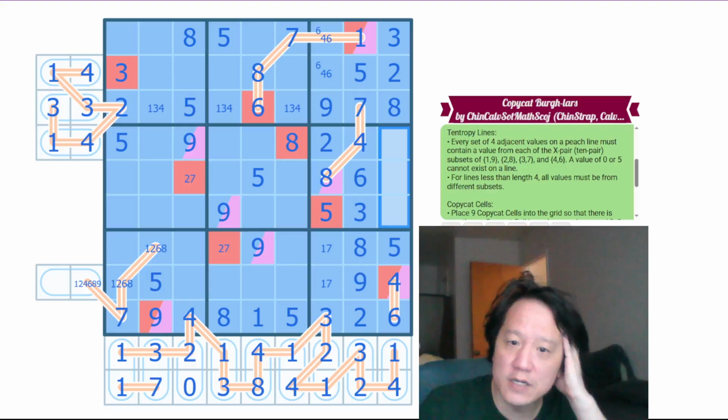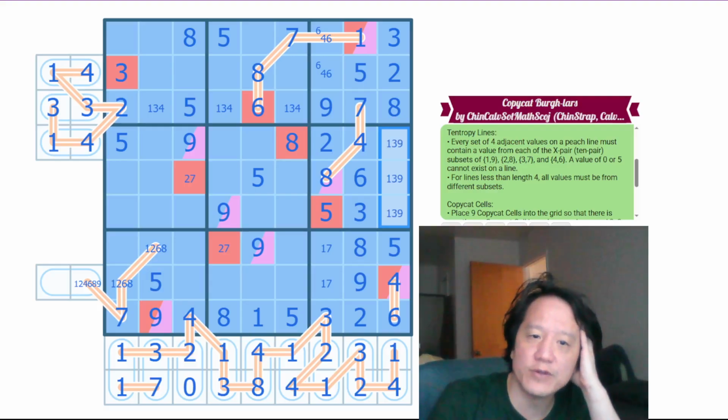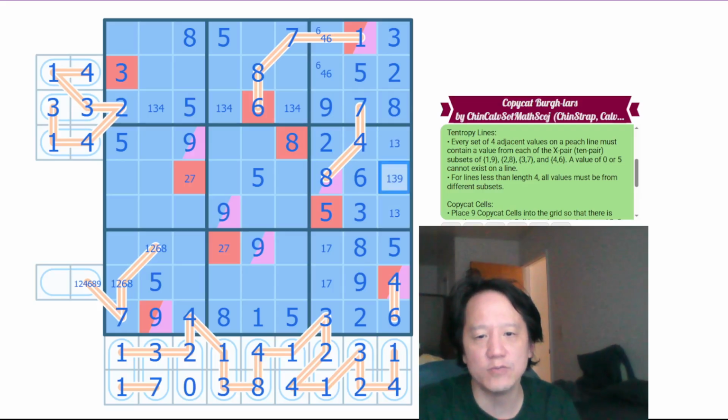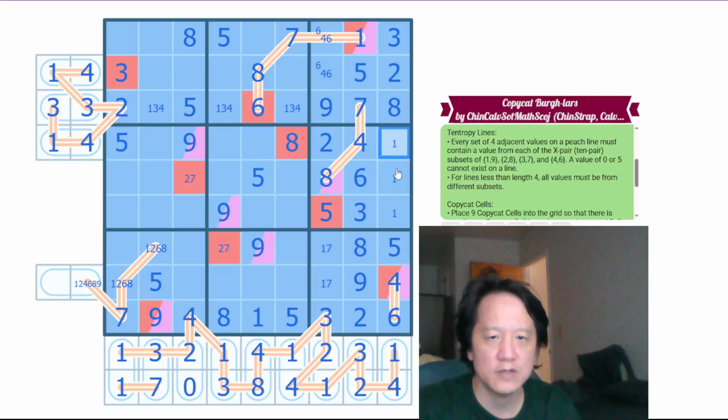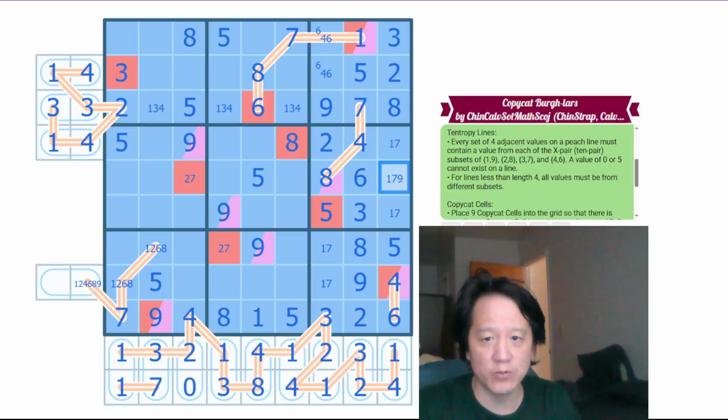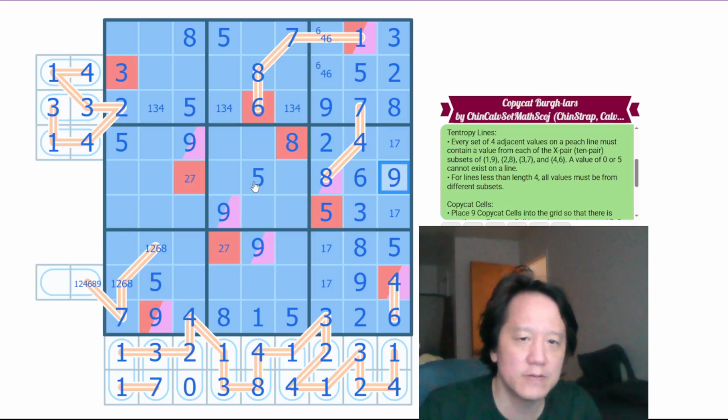Remaining digits in column 9, we have 1, 3, and 9. 9 can't be here or here, so not 1, 3, or 9. Anyways, 9 can't be either of these. 1, 7, and 9. 9 cannot be here. 9 cannot be here. Where is the 9? It must be there.